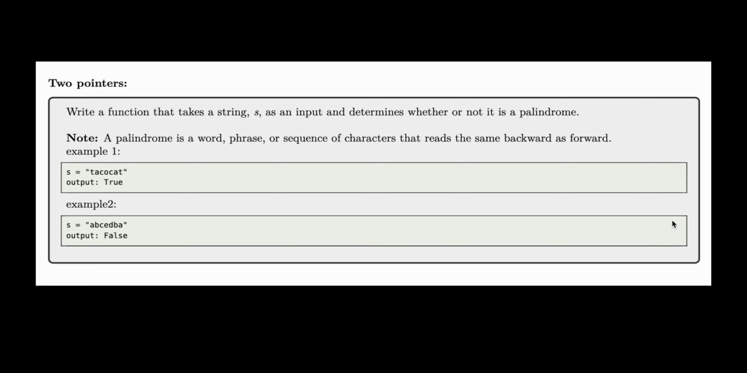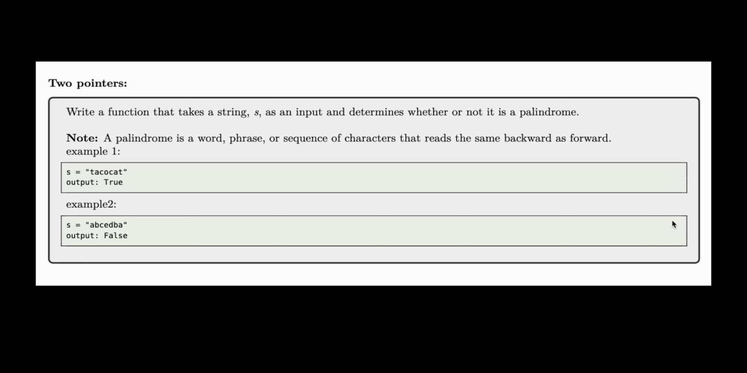Here, the first example that I want to explain is a question that is very famous in the area of coding, and it has different variations. Here is the most simple one. The question says: write a function that takes a string s as an input and determines whether or not it is a palindrome. So what is a palindrome? A palindrome is a word or phrase or sequence of characters that reads the same backward as forward.